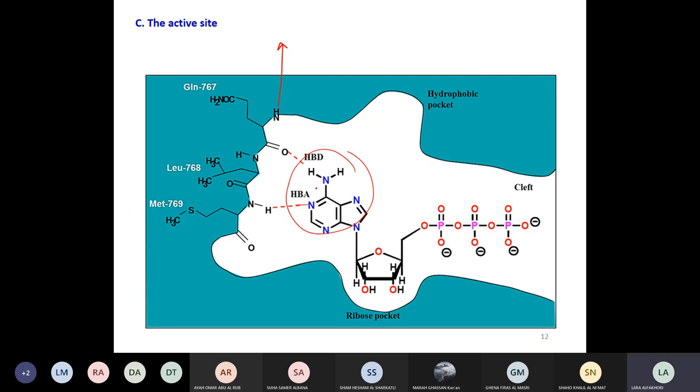Notice that the nitrogens in the adenosine form hydrogen bond interactions with the hinge region. Most, or actually all, type 1 or type 2 inhibitors that partly bind in the adenosine binding site form the same type of interactions, hydrogen bond interactions. Very crucial. If I remove these nitrogens, the compound will lose its activity.